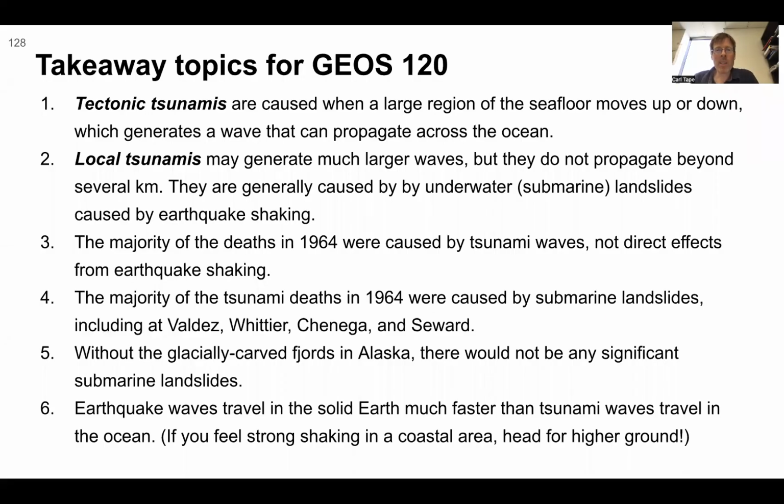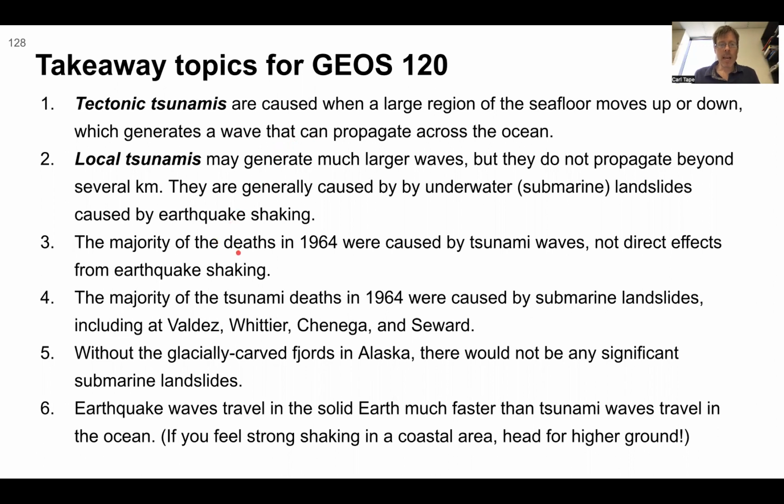Finally, we get to our takeaway topics after this third Part C video. Tectonic tsunamis are caused when a large region of the seafloor moves up or down, which generates a wave that can propagate across the ocean. And it can be a few waves. It doesn't mean that there's just one wave, as we've seen from the receiving side of these places. Local tsunamis may generate much larger waves, but they do not propagate beyond several kilometers. They're generally caused by underwater submarine landslides that are caused by earthquake shaking.